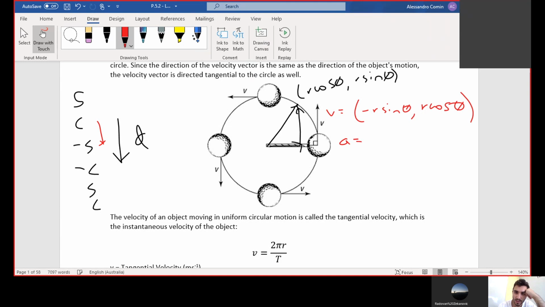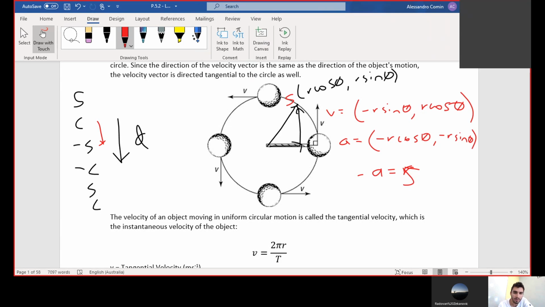Now, if I differentiate again, well, that minus sine theta is going to turn into a minus cos theta, isn't it? By the tower. So we can see that the acceleration a equals minus r. Sorry, minus r cos theta for the x component, and minus r sine theta for the y component. So what does that mean in vector?